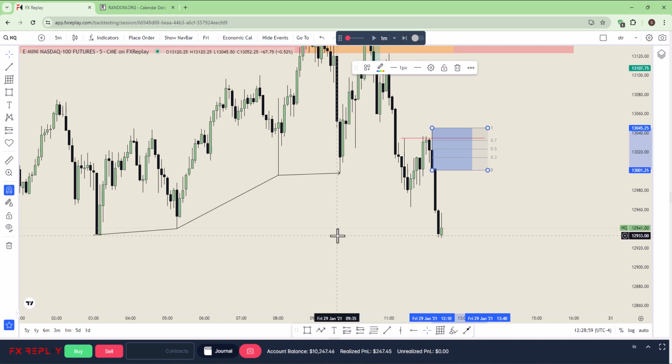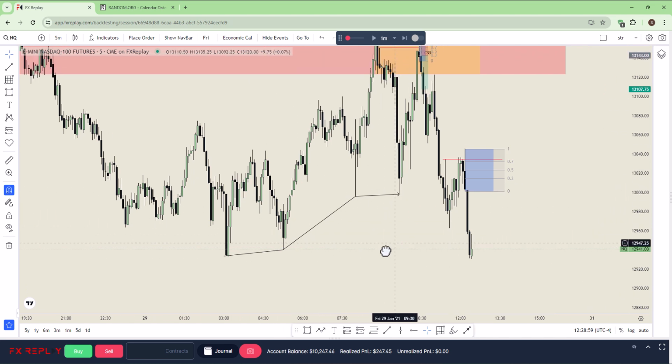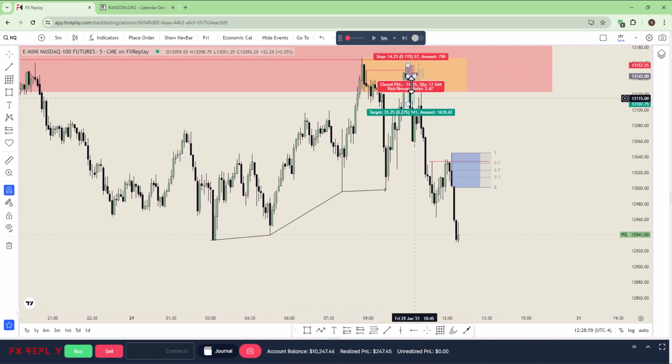As you can see, we topped and we liquidated all these lows right here by simply following the higher time frame. That sweep that we took our entry from delivered way more RR, but be content with enough.